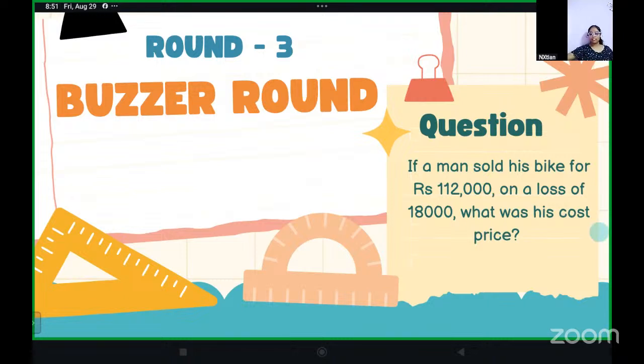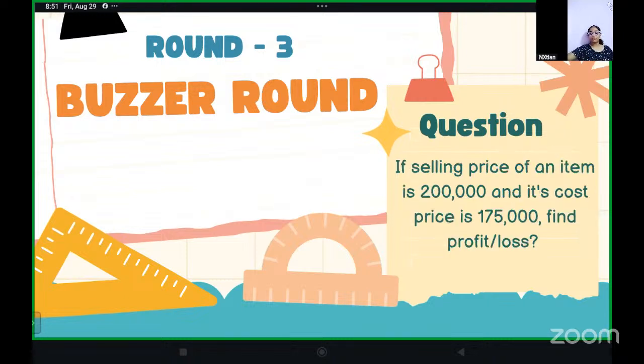Emma's answer was correct. The next one, selling price was 2 lakh, cost price 1,75,000. Because selling price, 2 lakh, is bigger and cost price, 1,75,000, is smaller, we have profit. And Ibrahim's answer was correct, 25,000 rupees profit. SP minus CP, 25,000 was correct.